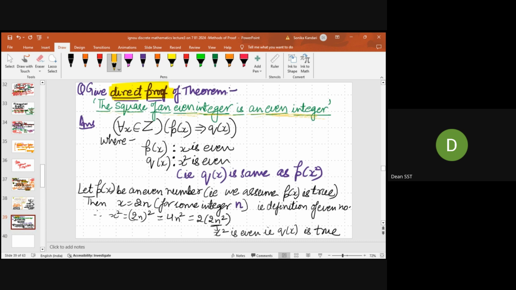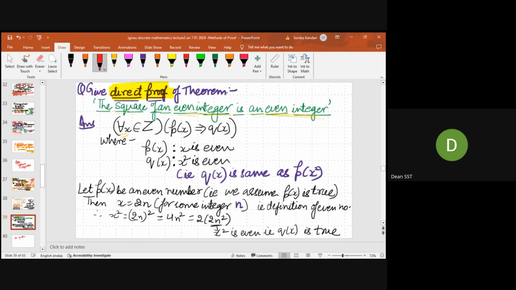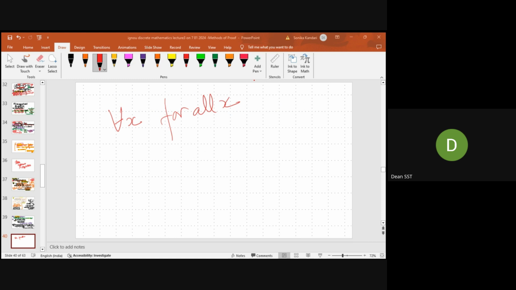Can you understand this? For all x. Do you know this? For all x belonging to Z. Z is representing all integers. N represents natural numbers. Z is representing here all integers.